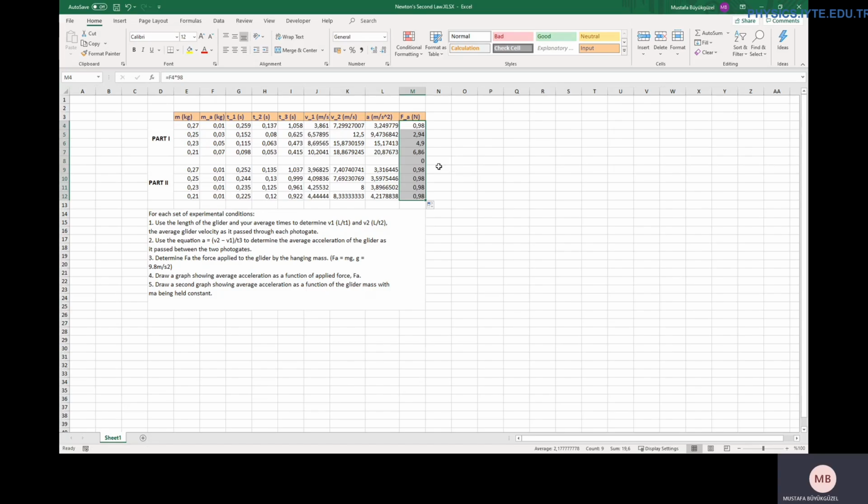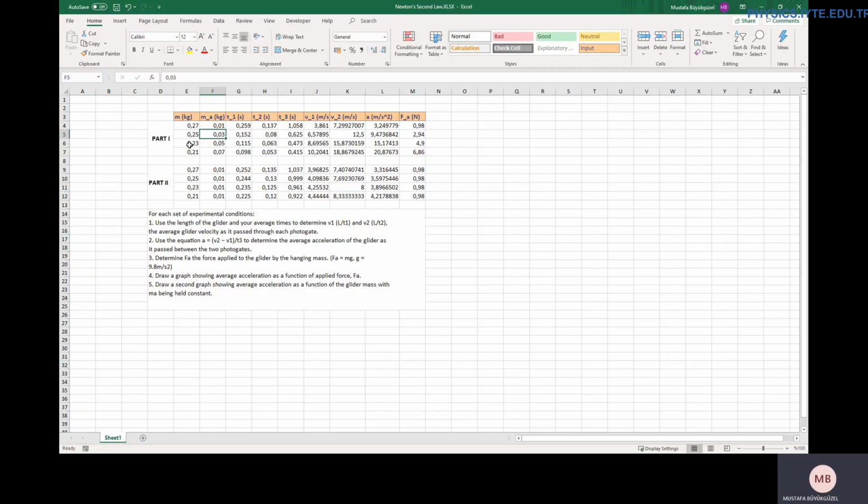Just making these calculations and deleting that. Now these are the measurements for my first part of the experiment. If you remember, in the first part, what I did was I decreased the mass on the glider. I added those masses to the hanged mass, and the reason for this, I wanted to keep the total mass constant. If you can see, 0.27 and 0.01 makes 0.28.